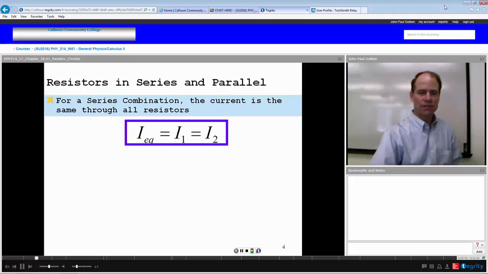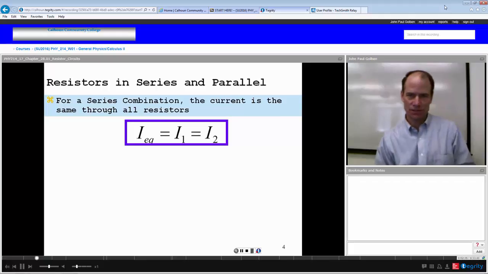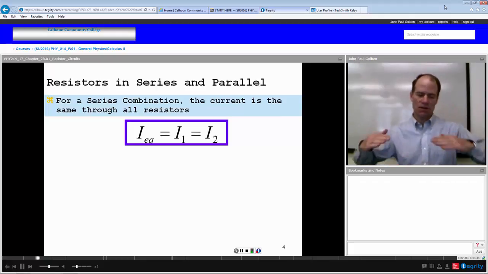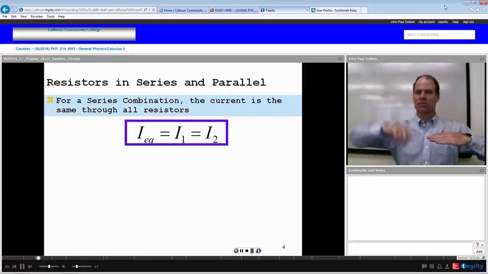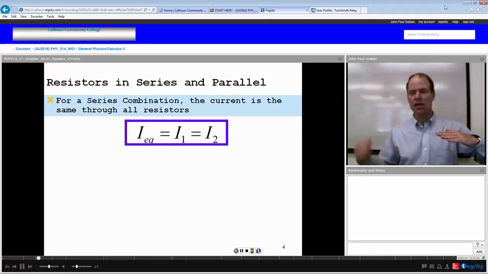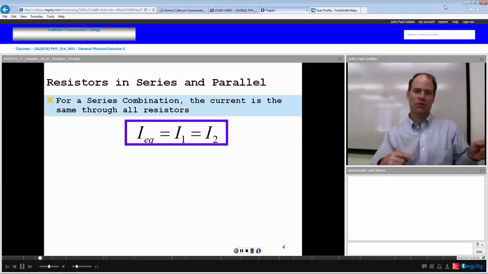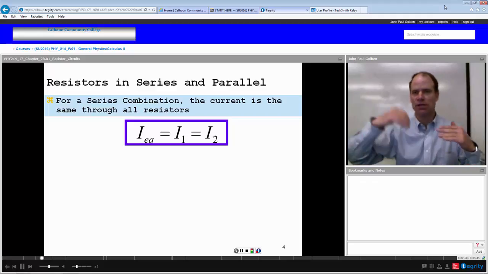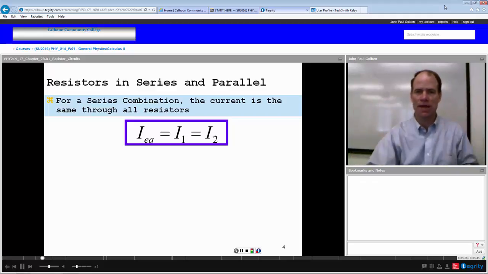For a series combination of resistors, if resistors are connected in series, they're along the same line of the current, and there's no other connections possible. So whatever current, whatever charge per time is flowing through one resistor has to flow through the next resistor and the next one after that. In series, that means they must have the same current. There's no other possibility, no other flow into that series combination.